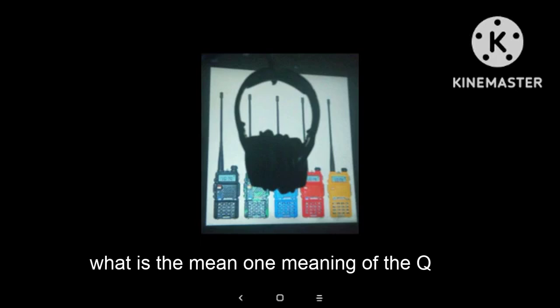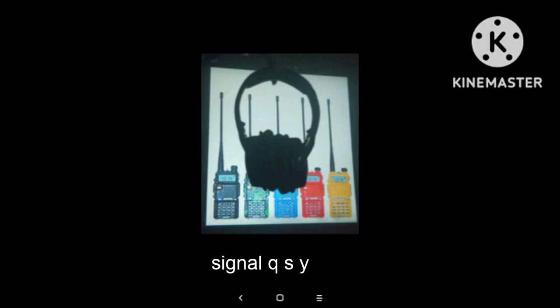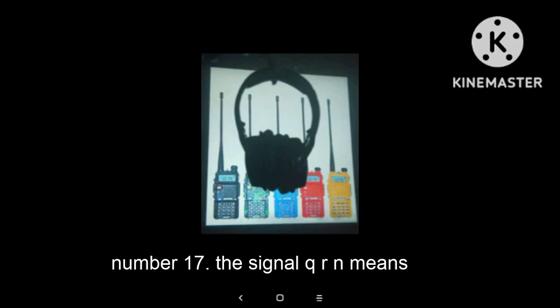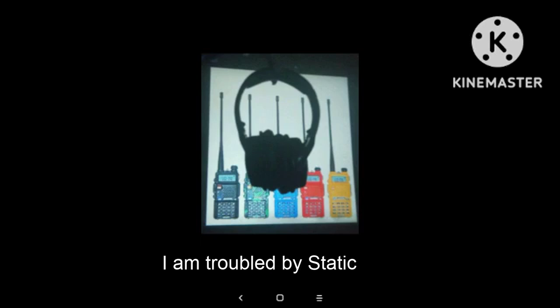What is the one meaning of the Q signal QSY? Change frequency. Number 16. In order of priority, a distress message comes before an urgency message. Number 17. The signal QRN means I am troubled by static.